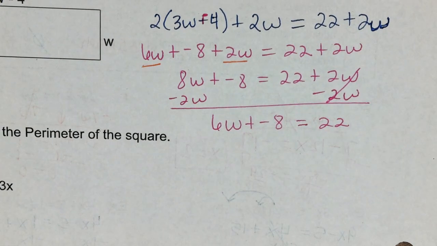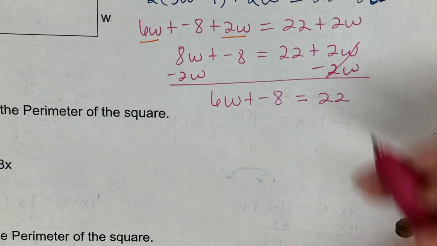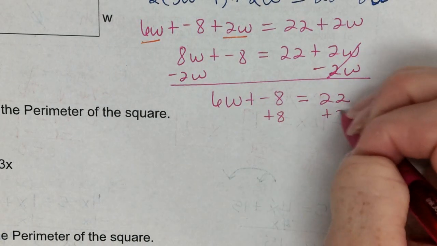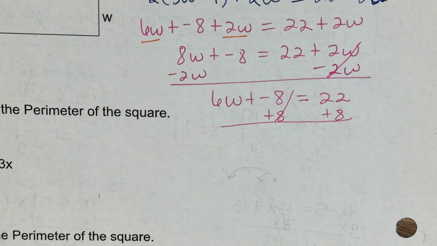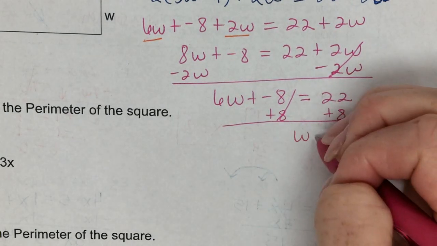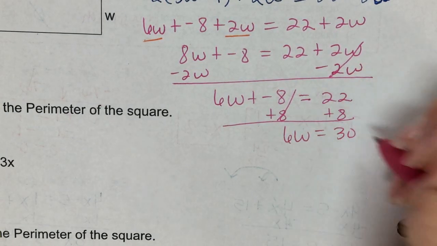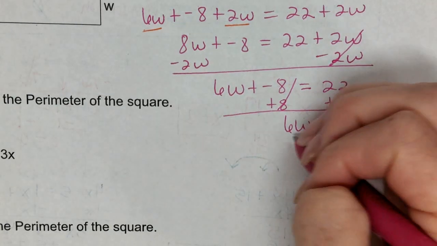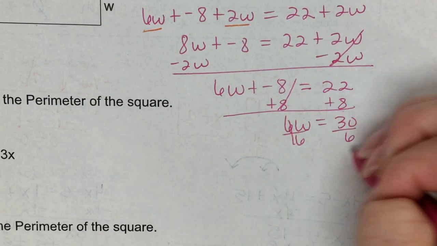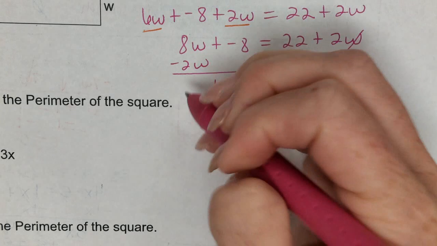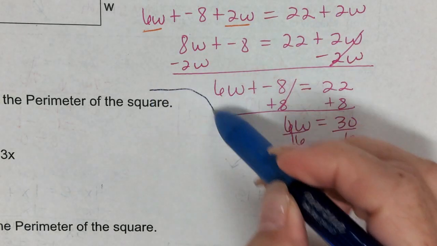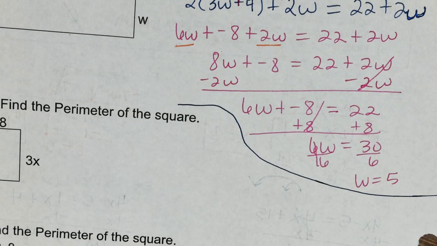Now I need to get rid of the constant. How do I get rid of a negative 8? Plus 8. So I have 6w equals 30. And then I divide by 6. And what's 30 divided by 6? 5. Am I done? Did it say solve for w?